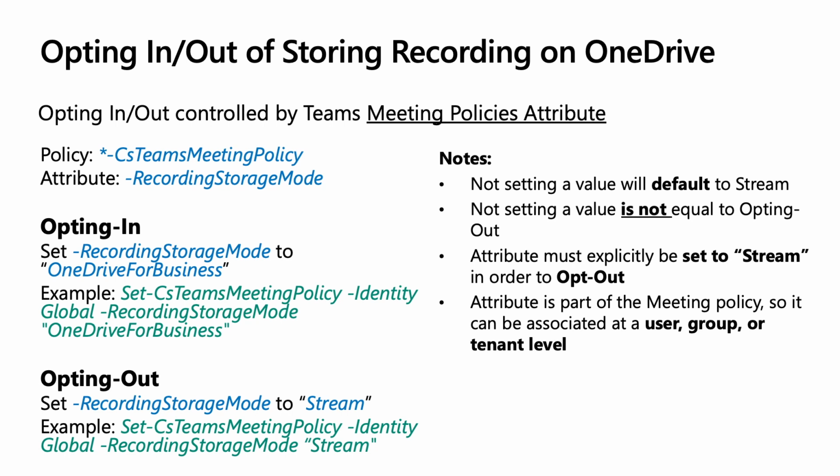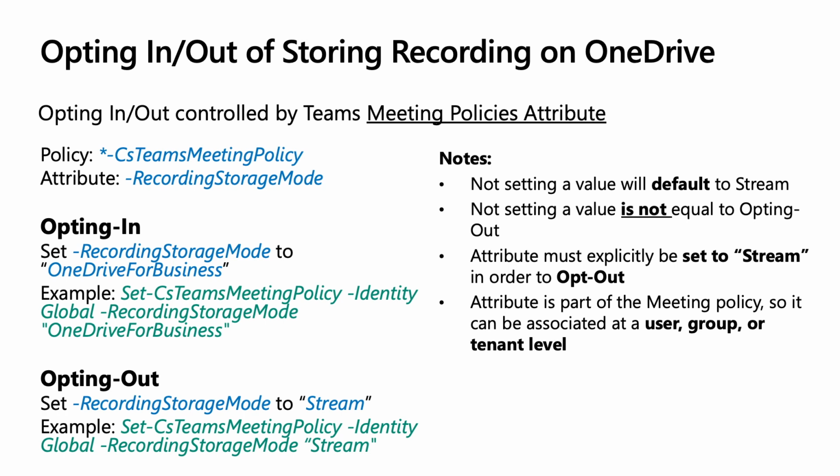Now, going back to the opting in and opting out experiences, we've enabled opt-in and opt-out via a new attribute within the CS Teams meeting policy. This attribute is the recording storage mode. To opt in, you'll have to set recording storage mode to OneDrive for Business. To opt out, you set recording storage mode to Stream. It should also be noted that if you do not set a value for recording storage mode, the default is automatically Stream. However, the default is different than actively setting the value to Stream.